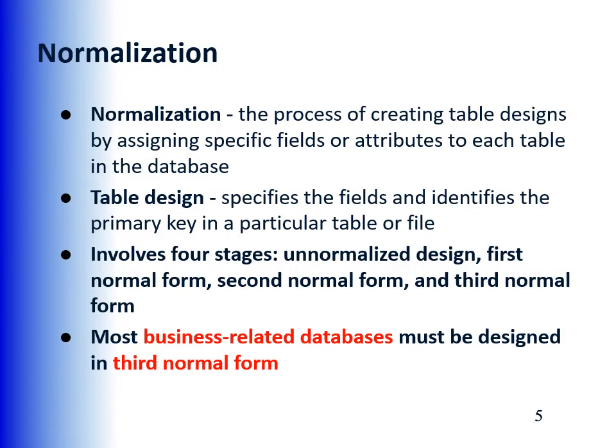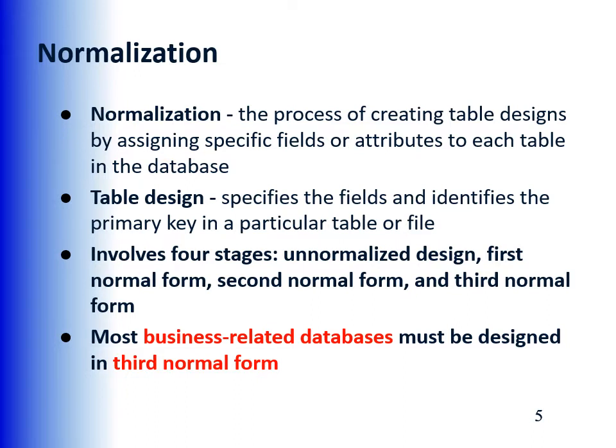What is normalization? Normalization is the process of creating table designs by assigning specific fields or attributes to each table in the database. A table design specifies the fields and identifies the primary key in a particular table or file. Basically, normalization is used to develop an overall database design that is simple, flexible, and free of data redundancy. It involves applying a set of rules that can help you identify and correct inherent problems and complexity in your table design.